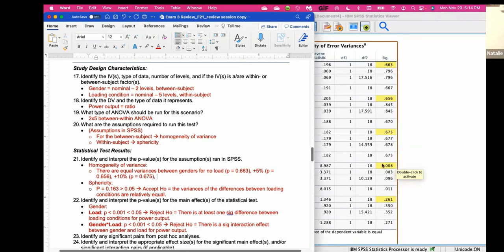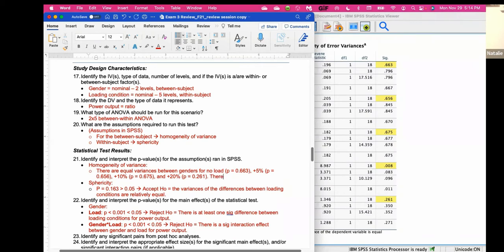For the 15% or added 15% load condition, that one's less than 0.05, so I'm going to save that. And then my last condition that met my homogeneity of variance is the plus 20% condition, which had a p-value equal to 0.261. Okay. I would also want to note that equal variances were not met for the plus 15% condition.